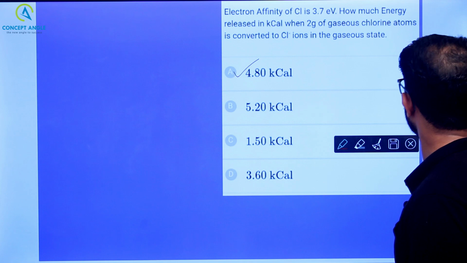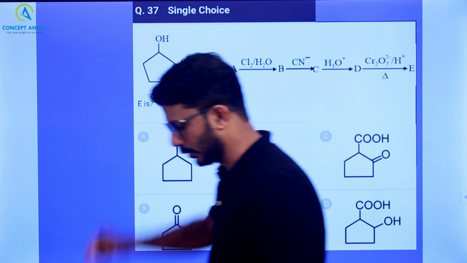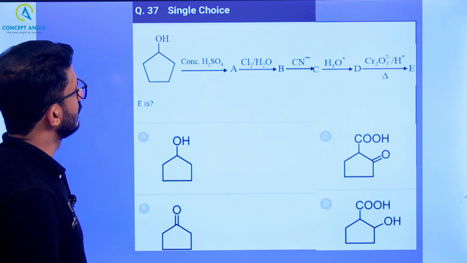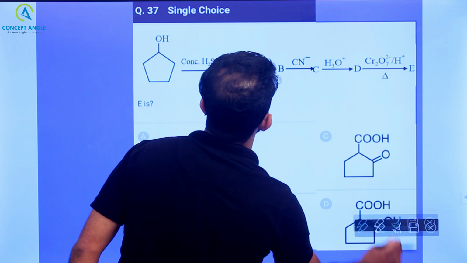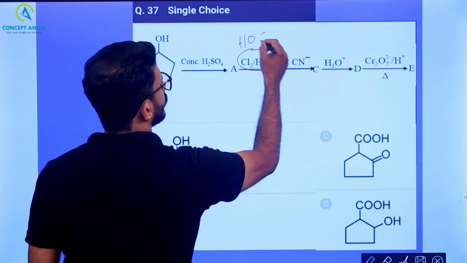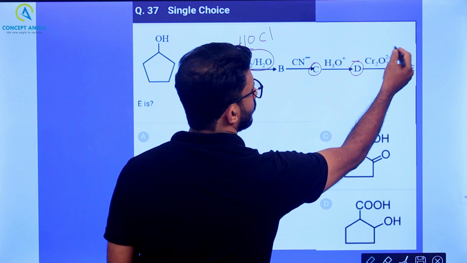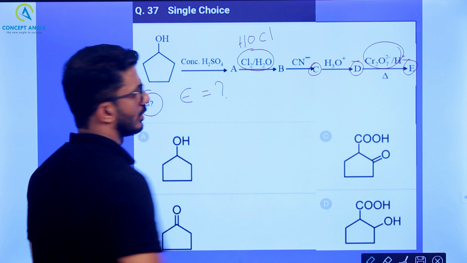Move to next question. It's from organic, question number 37. Have a look. You have an alcohol, cyclopentanol, with concentrated H2SO4, which will act as a dehydrating agent. You will get A, and that with chlorine in H2O, that is HOCl, will give B. That with CN minus will give C, that with H3O plus will give D, and that with dichromate will give E. And what is E? That is the question.